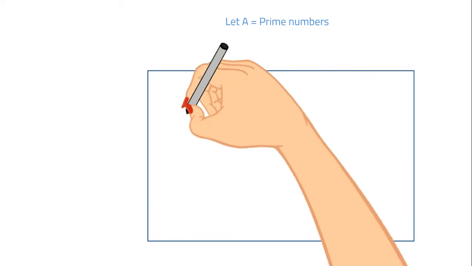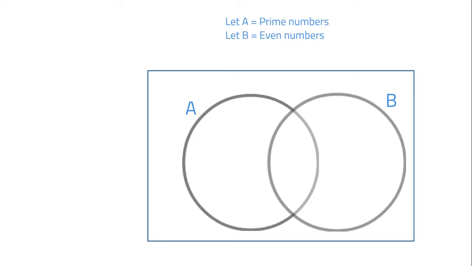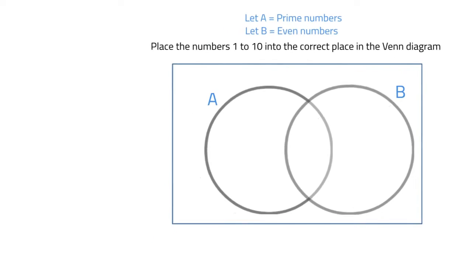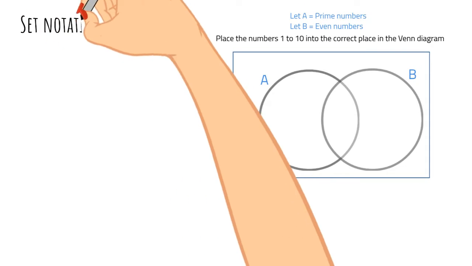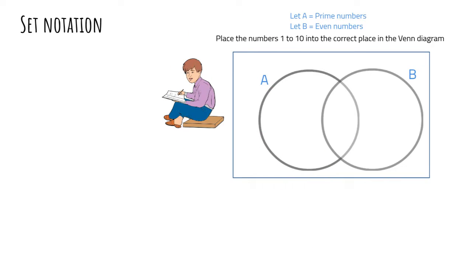So I'm going to let A equal prime numbers, and then I'm going to draw a circle for A, all the prime numbers. And then I'm going to let B equal even numbers, and I draw a circle for B. Nice and simple. Now I'm going to place the numbers 1 to 10 in the correct place on the Venn diagram. As we do this, I'm going to talk you through set notation, and I would section off a corner of your page and jot this down.